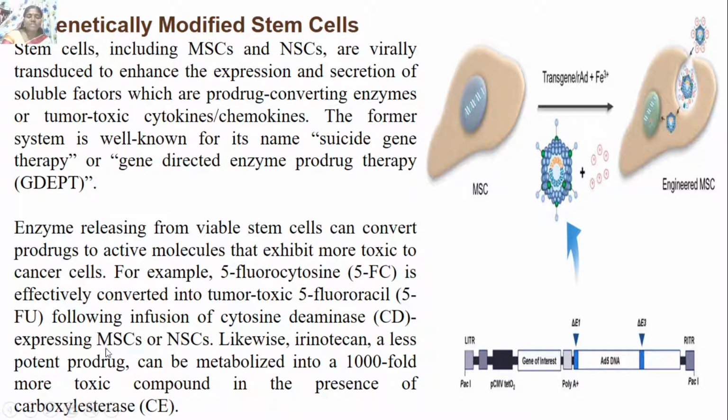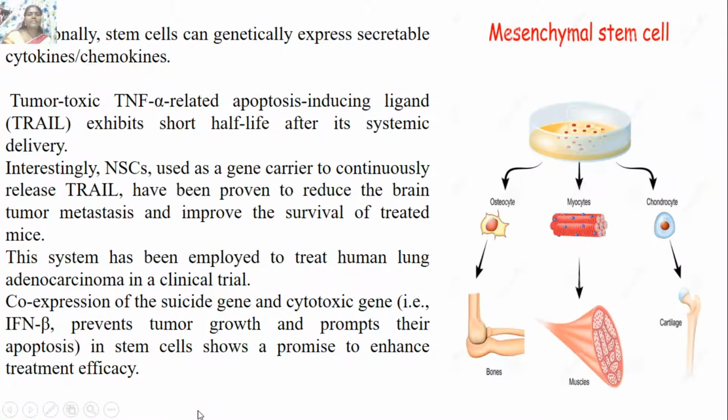gene in the mesenchymal stem cells or neural stem cells. Likewise, irinotecan, also a drug, is a less potent prodrug that can be metabolized into a 1000-fold more toxic compound in the presence of the enzyme carboxylesterase. So here you can insert a gene that can release an enzyme which converts the prodrug into a more toxic, more effective drug that is more toxic to cancer cells. It's the fourth one.